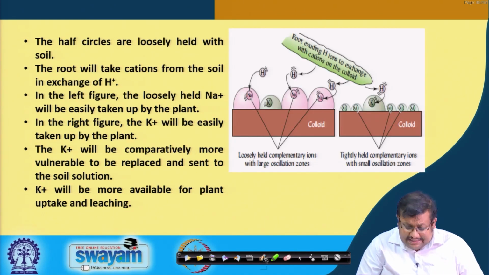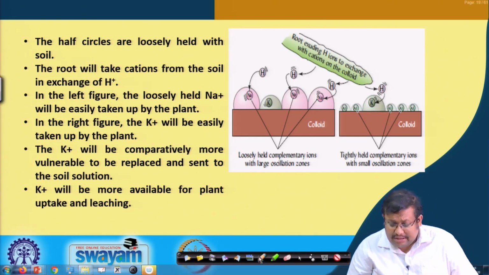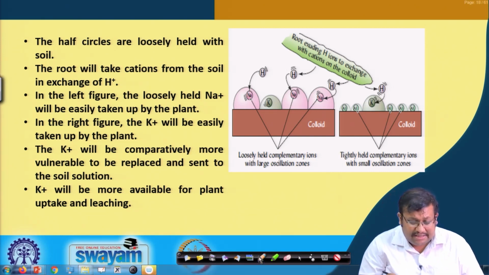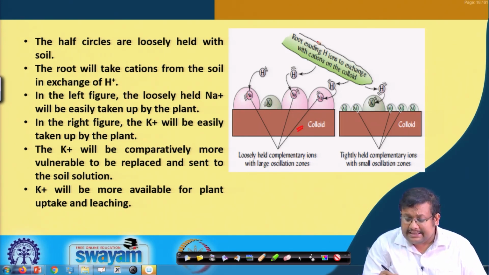Another important thing you can see here in this picture is that there are two different conditions. The half circles are the colloidal surface, and these are adsorbed cations, and this is the root exuding H plus ions to exchange with the cations on the colloids. You can see the half circles here.